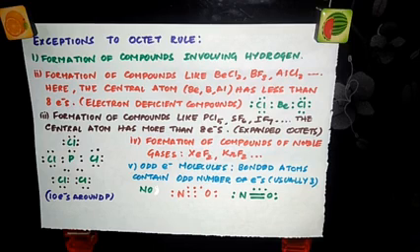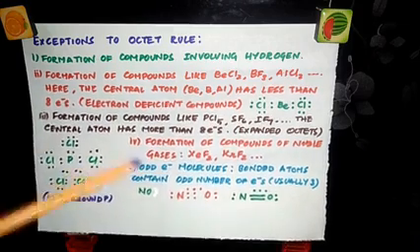So again, what is violated? The octet rule is violated in these molecules. Why? Because instead of 8 electrons, they have more than 8 electrons, but still they are stable. So again, these molecules are exceptions to the octet rule. And the next one is the formation of compounds of noble gases.